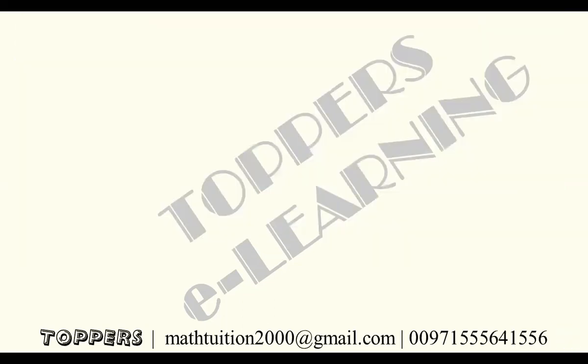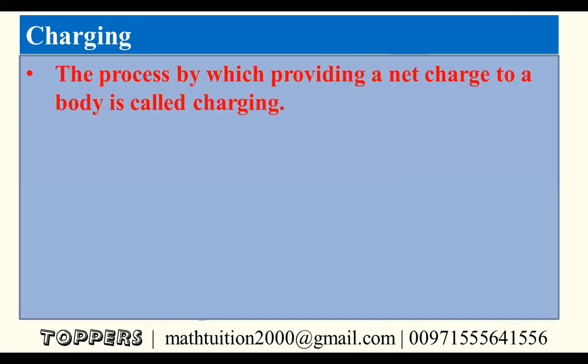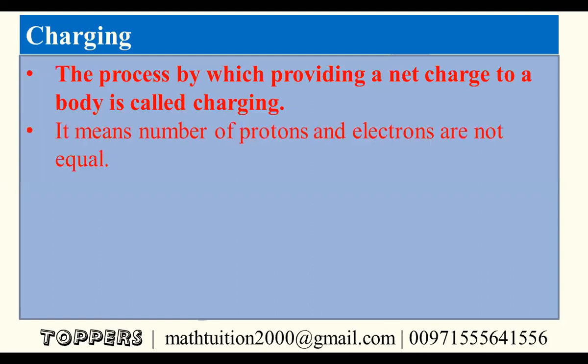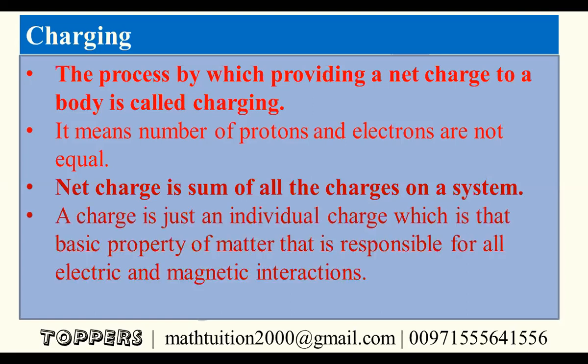First, let us learn what you mean by charging. The process by which providing a net charge to a body is called charging. It means the number of protons and electrons are not equal in the body. Net charge is the sum of all the charges on a system. A charge is just an individual charge, which is that basic property of matter that is responsible for all electric and magnetic interactions.